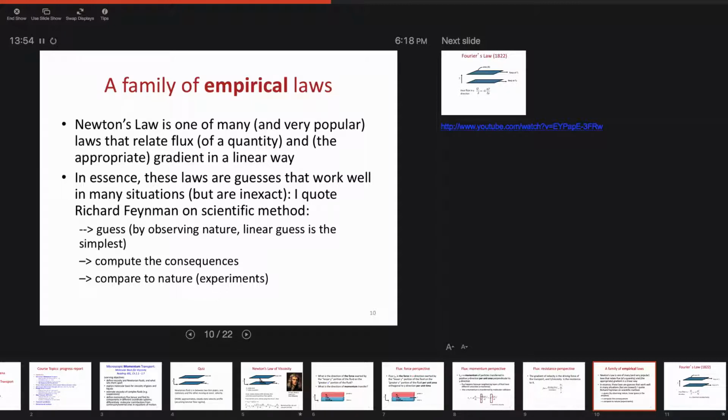But these laws are all guesses that we came up with that work rather well in many situations, but are not necessarily exact. And that's really pointing to the point that Richard Feynman made on the scientific method. You observe nature and you guess the simplest linear law, then you compute the consequences, how different it is from nature, and in which cases it's very accurate and in which cases it's not, and you do that by comparison with experiment.